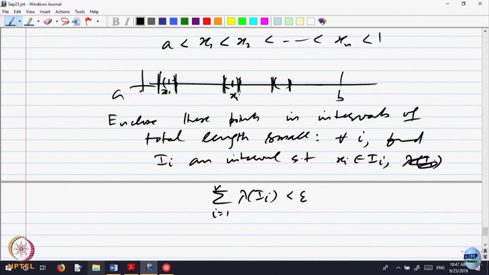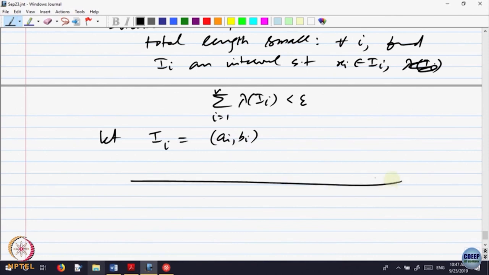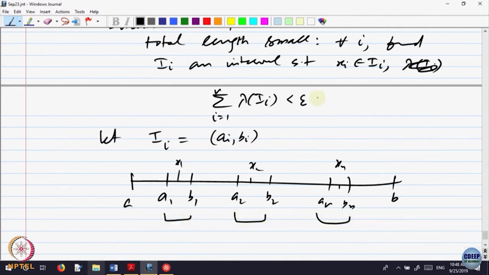Okay. So if you want, let us give them a name. Let us call them a_i, b_i. So what does it look like? Here is a1, here is b1, here is a2, here is b2, x1 is somewhere inside, x2 is somewhere inside, and so on, xn, an, bn, and here is A, here is B. That is the picture. The length of a1 b1 plus the length of this plus the length of this put together is less than epsilon.